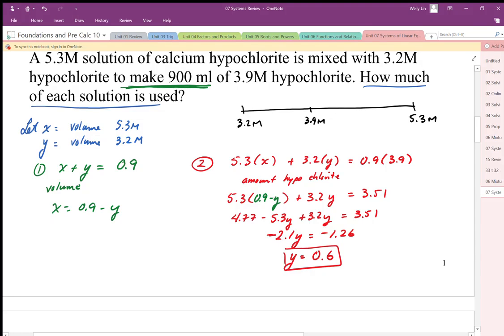So if 0.6 liters is for the 3.2 molar solution, then we're going to have 300 milliliters, or 0.3 liters, of the stronger solution. So the volume of the 5.3 molar solution is going to be 0.3 liters. So there's our solution to this.